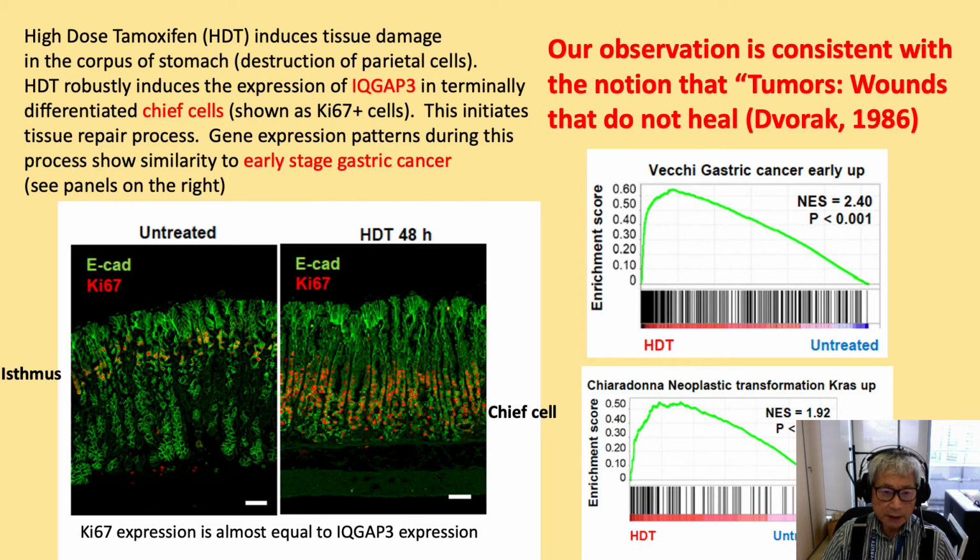Gene expression patterns during this process show a similarity to early-stage gastric cancer, as you can see in the right panels. So our observation is consistent with the notion that tumors are wounds that do not heal. This was proposed by Dvorak in 1986.